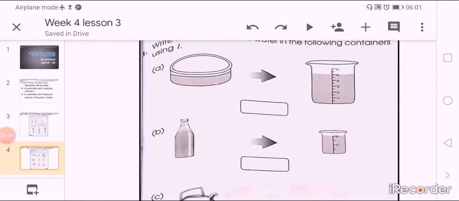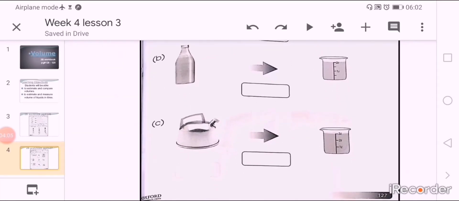B. A bottle. In front of the bottle there is a 2 liter beaker and the level of water is up to 2 liters. The volume of water in the bottle is 2 liters. So write 2L in this box. Now C part, it's a kettle. In front of a kettle we have again a beaker and the level of water in this beaker is up to 3 liters. It means the kettle or container has the volume of 3 liters. Write 3L here.